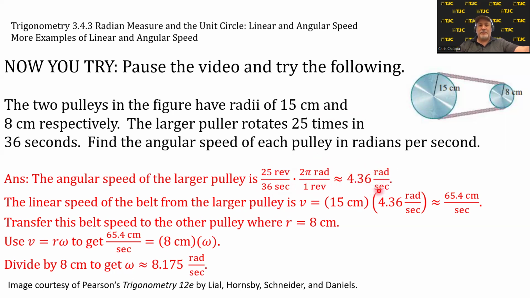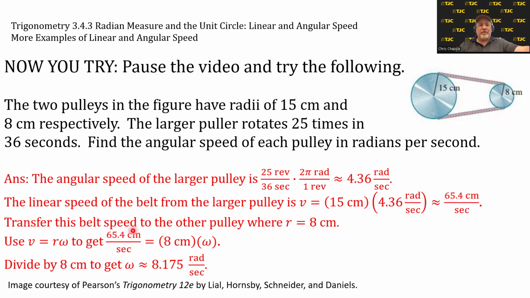4.36 radians per second. To find the angular speed of the other pulley, we need the linear speed of the belt. The reason is that for the second pulley, the only thing we know is its radius. We don't have any linear or angular speed. So we need to transfer the linear speed of the belt from the larger pulley to the smaller pulley. The linear speed of the belt from the larger pulley is speed equals the radius times the angular speed. So 15 centimeters times 4.3 radians per second. Again, radians is unitless, so that gives us 65.4 centimeters per second.